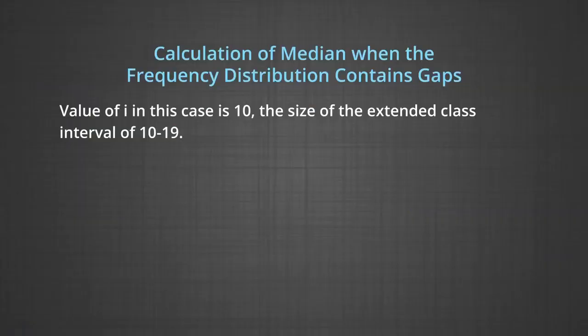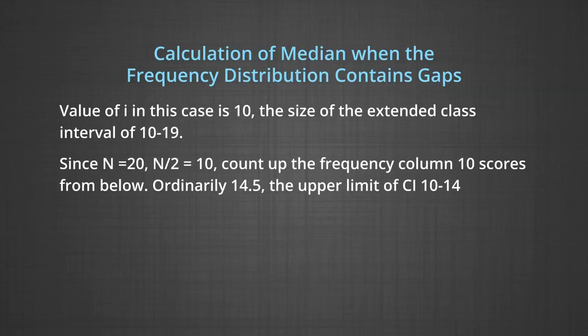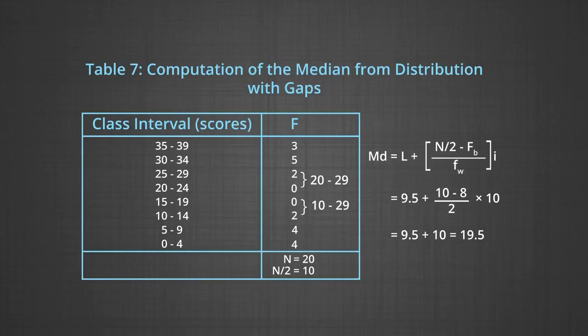Now, we have the value of i, which is 10, and the size of the extended class interval of 10 to 19. Since n is equal to 20, n upon 2 is equal to 10. Count up the frequency column 10 scores from below. Ordinarily, 14.5, the upper limit of CI 10 to 14, should have been taken as the median. However, by counting down 10 scores from the frequency column, we arrive at 24.5, the lower limit of class interval 25 to 29. To resolve this discrepancy in the value of the median by the two approaches of counting up from below and counting down from above, we extend the middle class intervals.